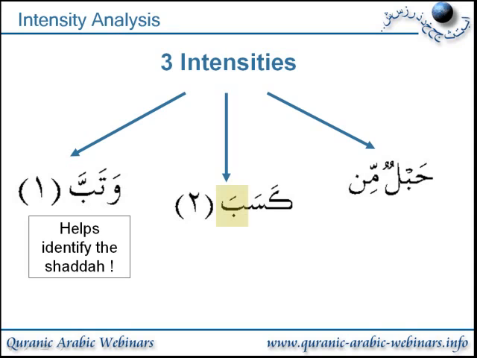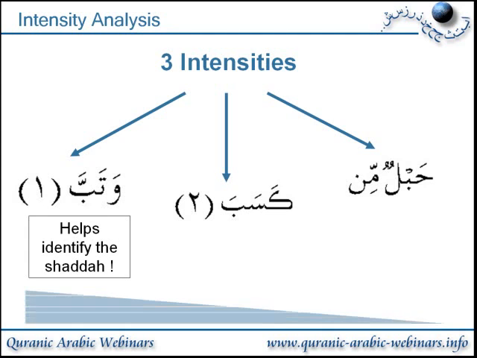If you look at the medium one, i.e. kasab, it would sound exactly the same. So the last one there with the shadda, the highest intensity, you intensify the echo on purpose so you know that there was a shadda that wasn't actually read. And again there's the slider showing the intensity.